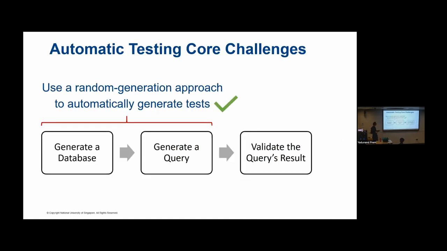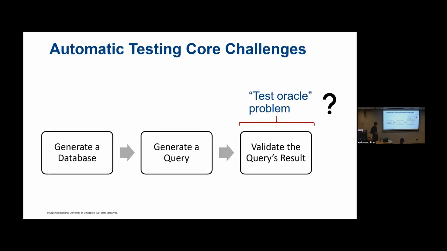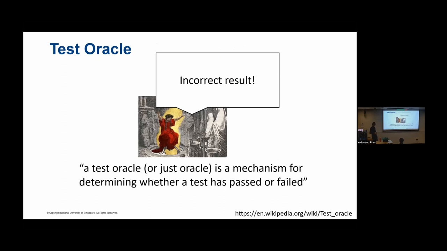But we can use a similar random generation approach to generate these databases and queries. So for the purposes of this talk, I will just assume that we already have some random database and query. If you're interested, very recently, Jinsheng, who is a PhD student in my lab, came up with a better approach on how to generate test cases in a more efficient way. In this talk, I want to focus on the second problem, which is the so-called test oracle problem. If we look at the definition of what a test oracle is, I assume that this term is not very widely known, it's the mechanism that allows us to judge whether some kind of test case has passed or failed.